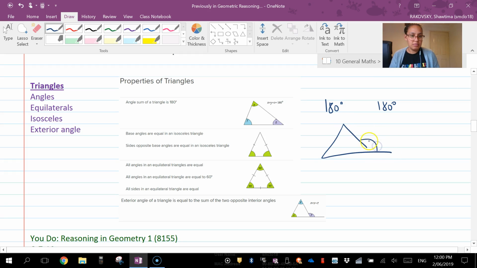so here's our M, if you're taking away this one here, so let's just call this A, B, C, this is 180. So by elimination and deduction, A and B has to equal M.